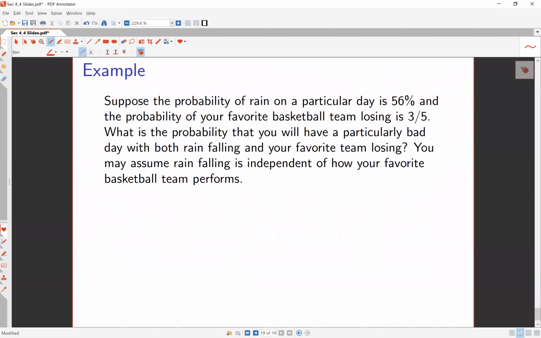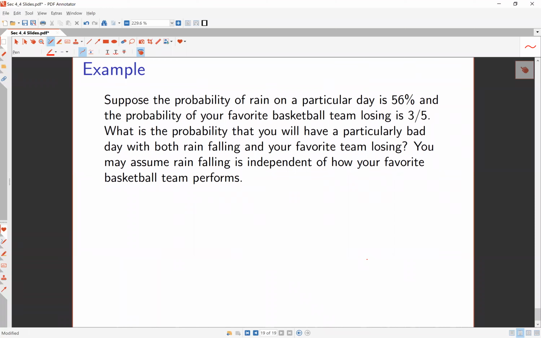And let's look at a quick example of that. Suppose the probability of rain on a particular day is 56%. And the probability of your favorite basketball team losing is 3/5. What is the probability that you will have a particularly bad day with both rain falling and your favorite team losing? You may assume rain falling is independent of how your favorite basketball team performs.